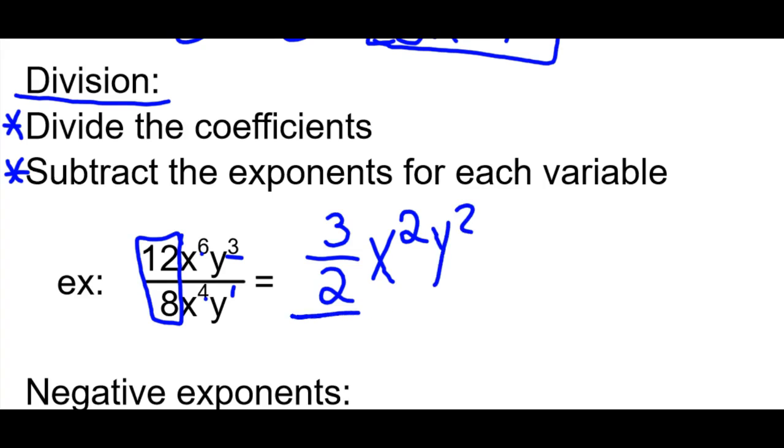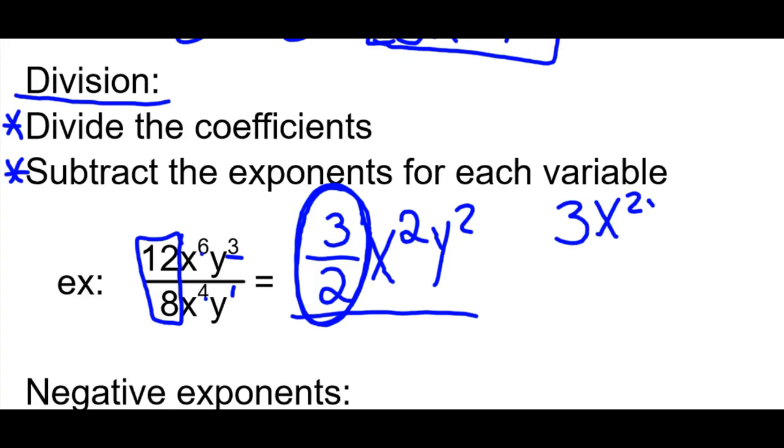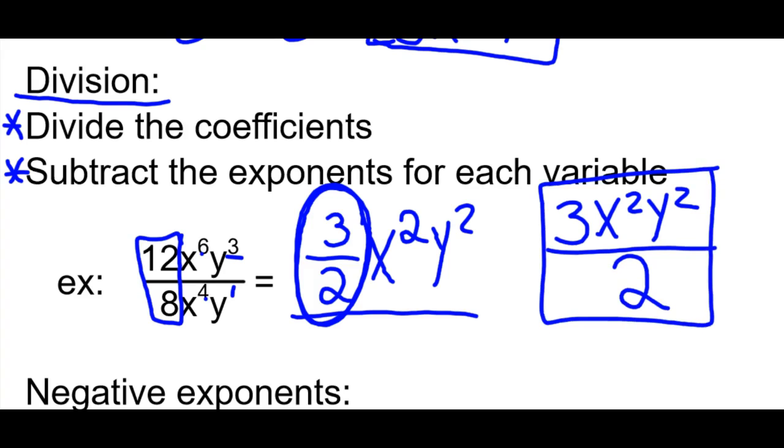We do not want to leave our answer like this. I want to fix this fractional coefficient. I don't want a fraction there. I'm going to rewrite this as 3x squared y squared over 2. That's my answer right there. That's my simplified version of that.